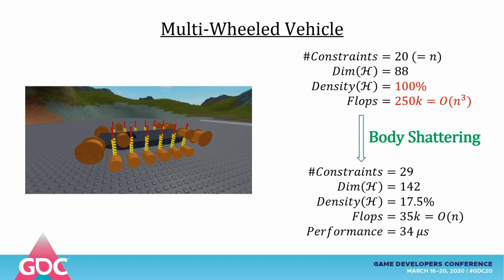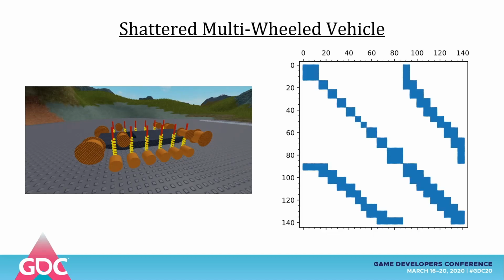Body shattering will transform the system into a system of higher dimension, 142, but with much lower density of 17%. The LDL can decompose this in only 35,000 operations. It turns out that this number of operations is linear in number of wheels. We went from n-cube complexity to linear complexity. And this is how the constraint matrix looks like after shattering.